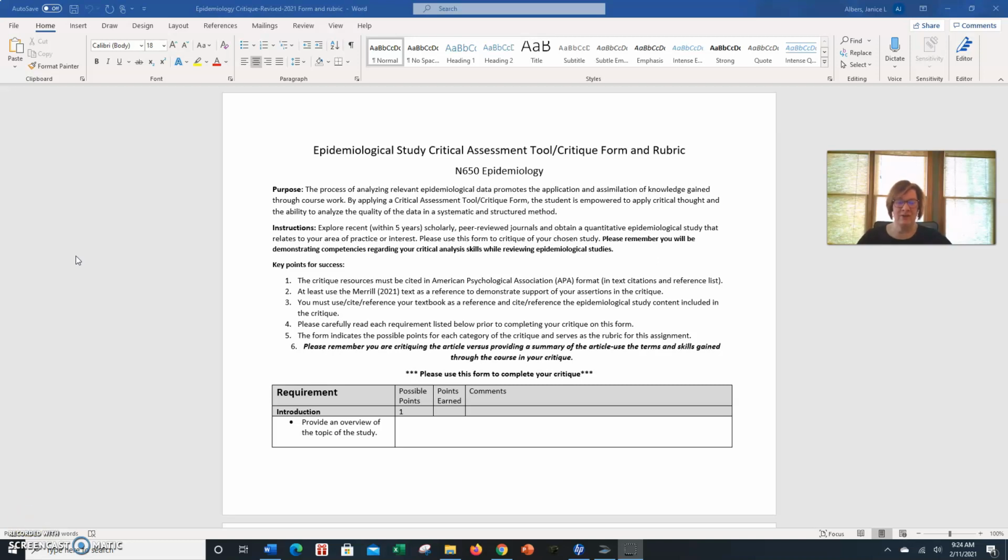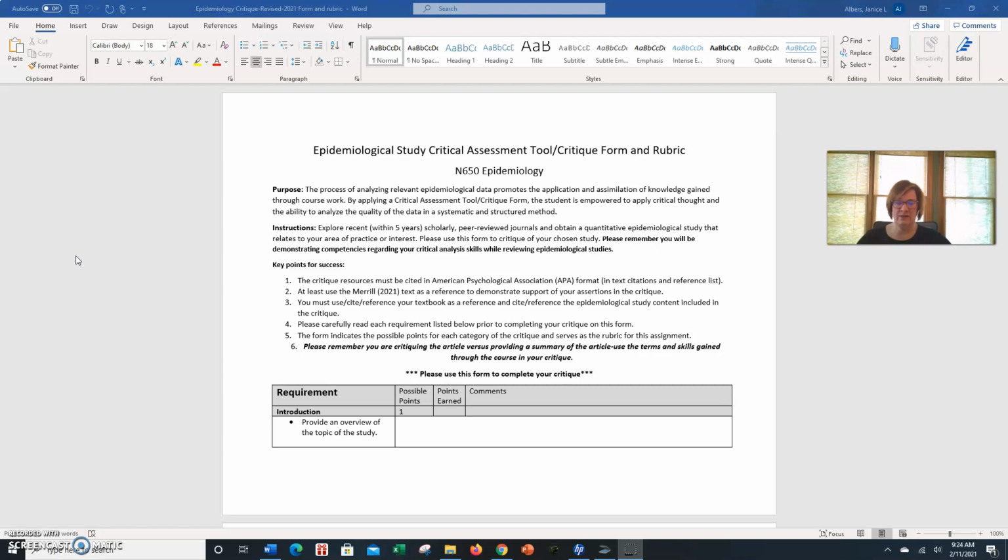Okay, I'm going to provide a few tips to help you to be successful in your epidemiological study critical assessment. Use this tool, and this will be your critique form. As you can see, the rubric is actually embedded within the form itself, so this is for your success. You will fill out this form as you're completing the assignment.